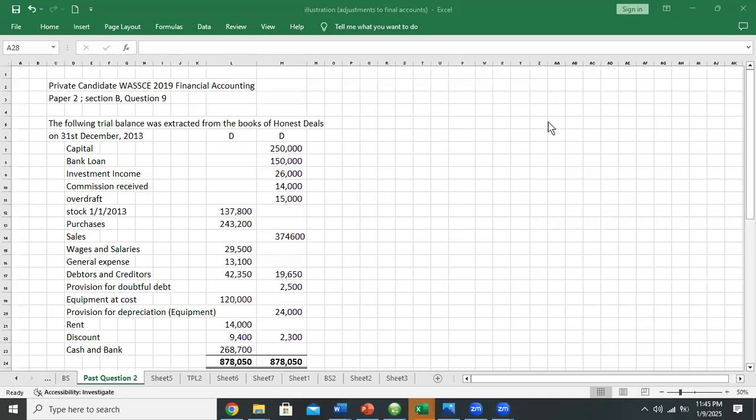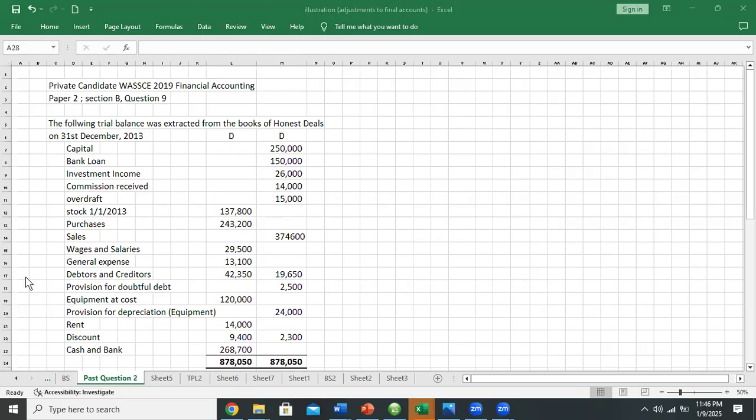Okay, so this is a WASSCE question, 2019, and it's as follows. The following trial balance was extracted from the books of Honest Deals on 31st December 2013. So you have capital, bank loan, investment income, commission received, overdraft. You have stock on 1st January 2013. I think we all appreciate that's the opening stock. Purchases, sales, wages and salaries, general expense, debtors and creditors, provision for doubtful debt.